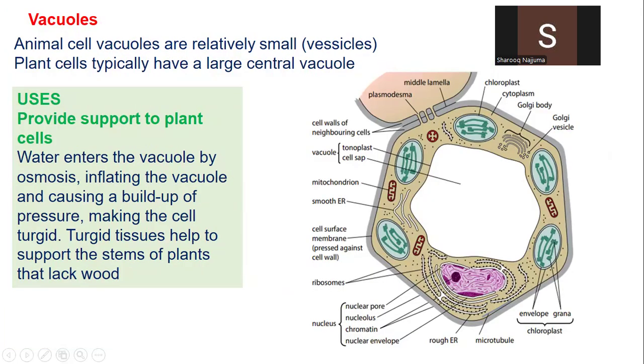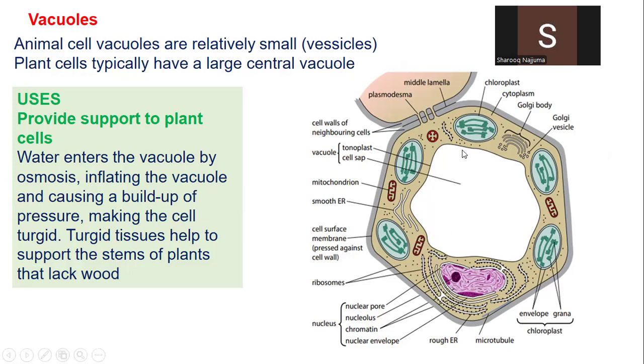So plant cells also have vacuoles, and in this case, we are looking at this large permanent vacuole. Animal cells do not have a large permanent vacuole. They have smaller vacuoles, which we saw as vesicles. But plant cells have this large permanent vacuole.